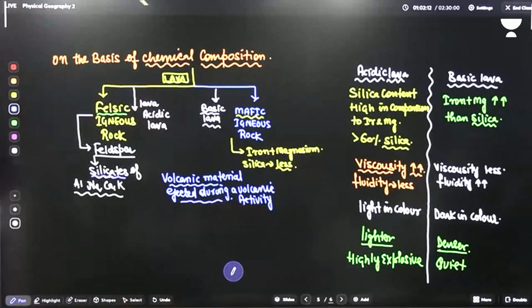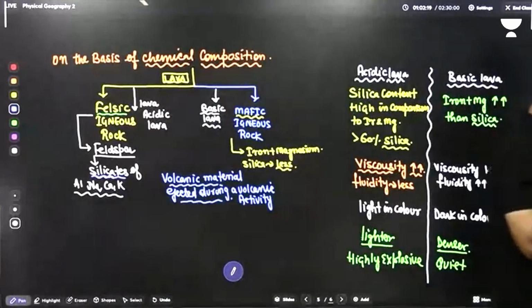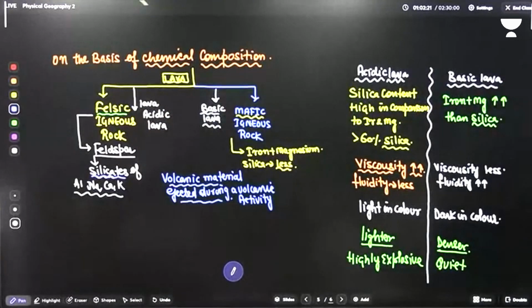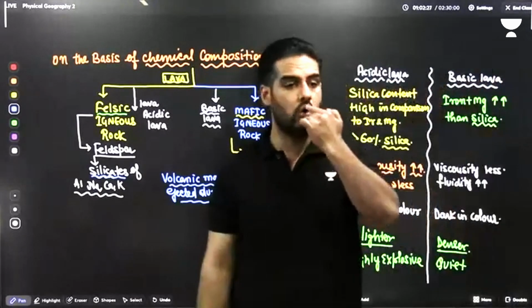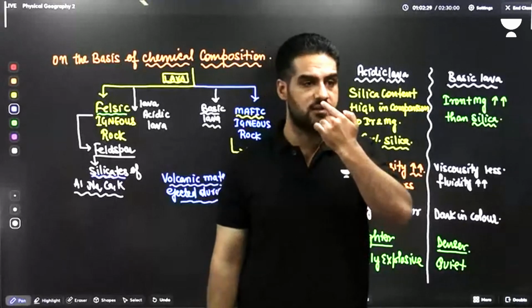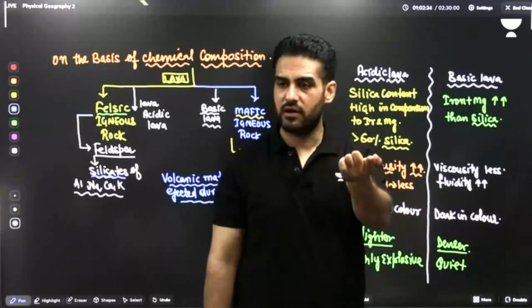एक चीज ध्यान से सुनना. There is something called as volcano, there is something called as volcanism. क्या दो चीजें बोल रहा हूं मैं? Volcano and volcanism. When we say volcano, मैंने कल भी कहा था, volcano is a landform, a vent, a hole or an opening on the earth's surface through which magma reaches to the surface in the form of lava.